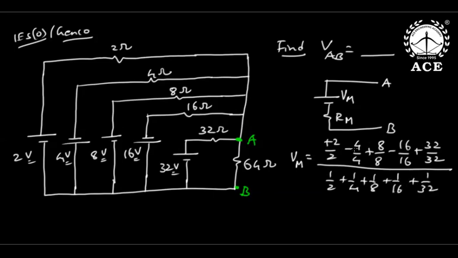See, voltage negative will come, sir, because this 4 is opposite to my reference, so minus came. 16 also is opposite to my reference, where I took A positive with respect to B, so minus came. But resistance is passive, it will never be negative. So if you do that, you will get 32 by 31 volts. This is Millman's voltage. And Millman's resistance is direct: 1 by sigma 1 by Ri, that is, 1 by R1 plus 1 by R2 plus 1 by R3 plus 1 by R4 plus 1 by R5.